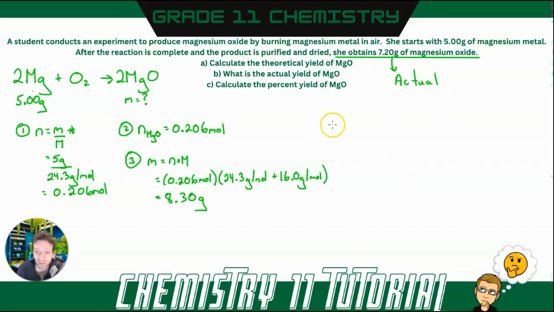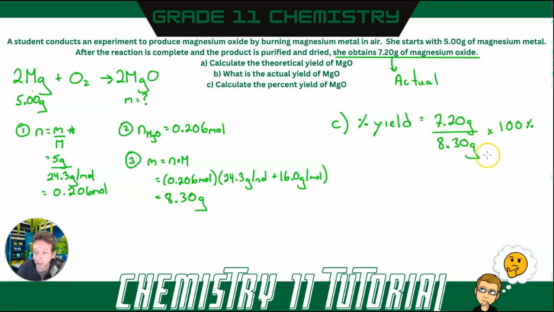So then finally for part C, to determine our percent yield, we're going to take our actual yield, which is 7.20 grams, divide it by our theoretical yield, which is 8.30 grams, and times that by 100%. And so that gives us a percentage yield of 86.7 or 87%.